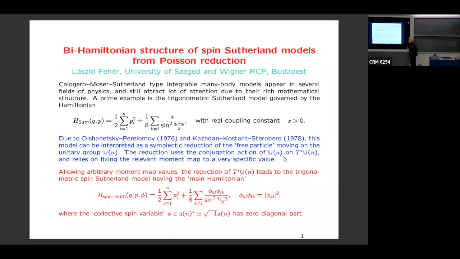But if you fix the moment map value to some arbitrary value, then your reduced phase space is no longer a cotangent bundle, but contains some kind of internal degrees of freedom, which people tend to call spin in this context. Here, this spin variable is just some Hermitian matrix with zero diagonal part, and it somehow controls the interaction of the particles, and it's also a dynamical degree of freedom. So this is what I call the spin Sutherland model.